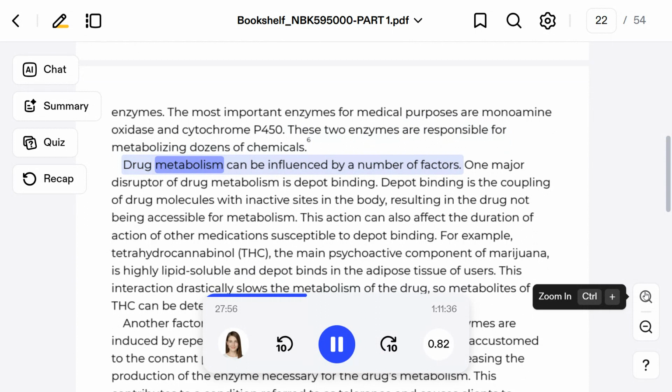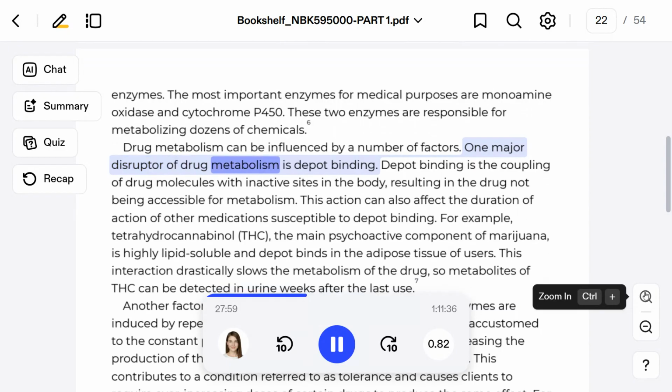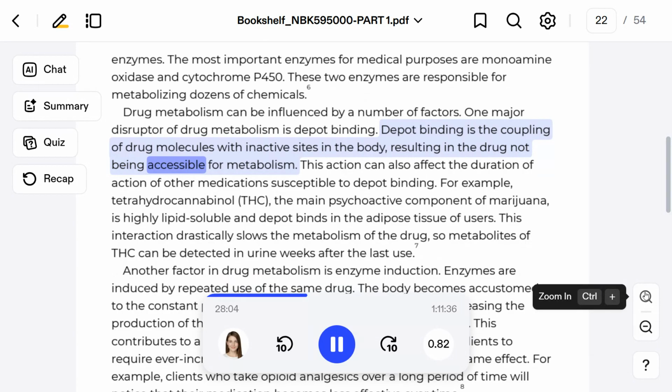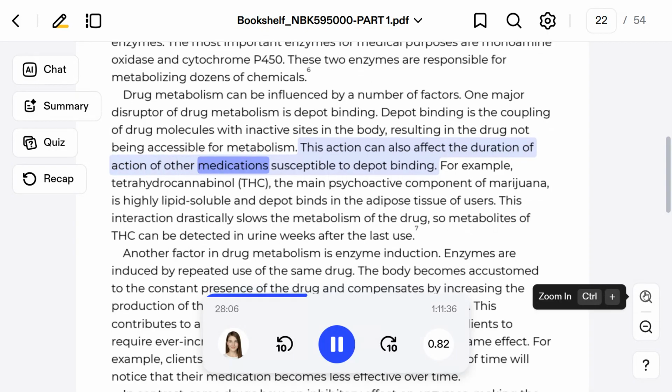Drug metabolism can be influenced by a number of factors. One major disruptor of drug metabolism is depot binding. Depot binding is the coupling of drug molecules with inactive sites in the body, resulting in the drug not being accessible for metabolism. This action can also affect the duration of action of other medications susceptible to depot binding.